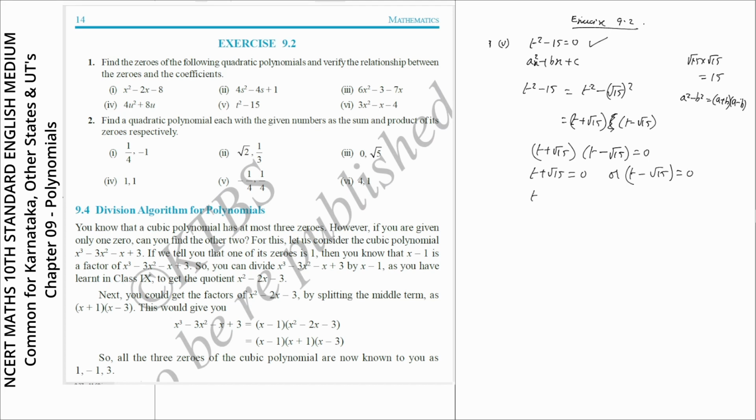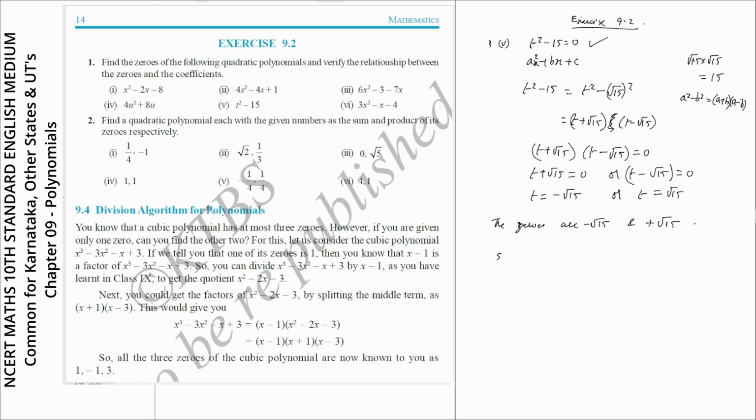So what this means, t is equal to, if I bring 15 to the right hand side, minus root of 15, or t is equal to, if I bring root of 15 to the right hand side, I'll get plus root of 15. So t is equal to minus root 15 or t is equal to plus root 15 are the two roots or the two zeros of the equation. The zeros are minus root of 15 and plus root of 15.